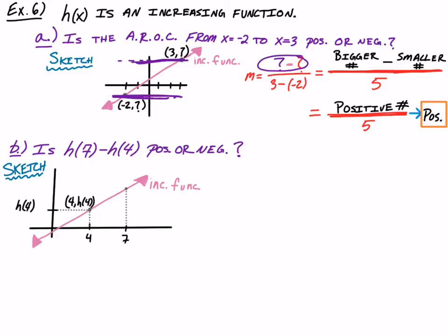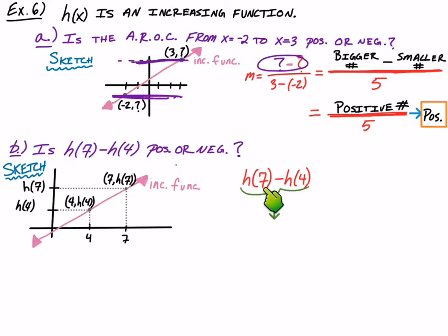And then for 7, I plug in 7. Let's go up and then map it over. The height would be h of 7. So for that point on the graph, it would be 7 comma h of 7. So what would we get? If you subtracted h of 7 minus h of 4, is that a positive or a negative answer? Well, let's see. H of 7 minus h of 4.